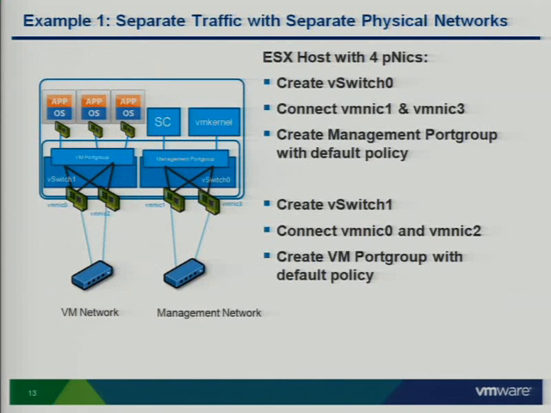So here's an example of using separate physical networks. In the bottom here, you have a VM network and you have a management network. For these two physical networks, we create one vSwitch for each physical network. So they have vSwitch 0 for the management network and vSwitch 1 for the VM network. And then we assign two physical NICs to each physical network. So remember, we never want to have just one physical NIC. That's really bad, right? That's what we talked about earlier.